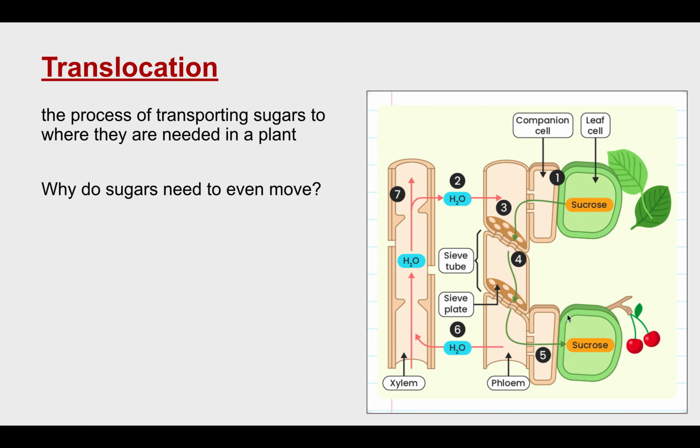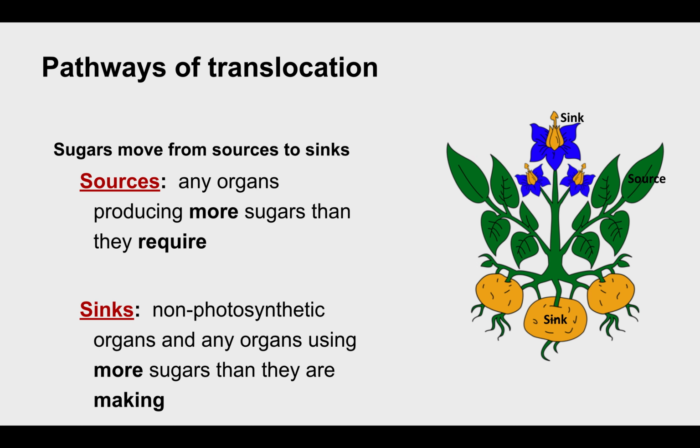They'll then travel throughout the plant and then leave the phloem and enter into the cells that need the sucrose. You'll also see on this image I have a picture of the xylem. The xylem works in tandem with the phloem as it provides a lot of water to enter into the phloem and exit as well. So why do these sugars even need to move?